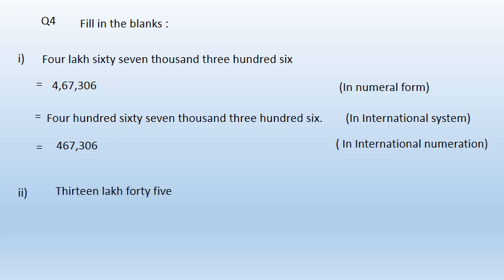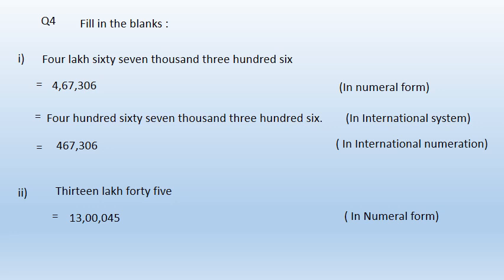Now let's see question number 2. Question number 2 is given here, 13 lakh and 45. If you see here, 1000 is missing. So in place of 1000, we have written 0. 100 is missing, so we have written 0 here. And the last one is 45. So 13 lakh and 45. This we have written in numeral form.